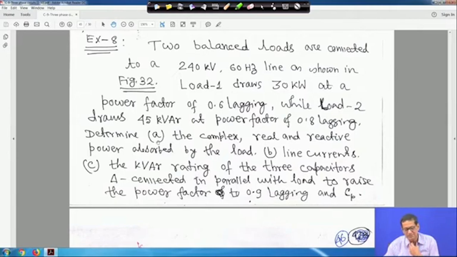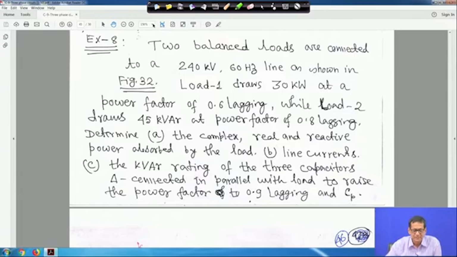Therefore, you have to determine first, A, the complex, real and reactive power absorbed by the load, B, the line currents, and C, the kVA rating of the three capacitors which are delta connected in parallel with the load, which I will show you, to raise the power factor to 0.9 lagging, and also the value of Cp. So this is the thing.